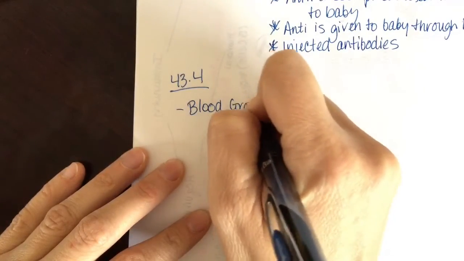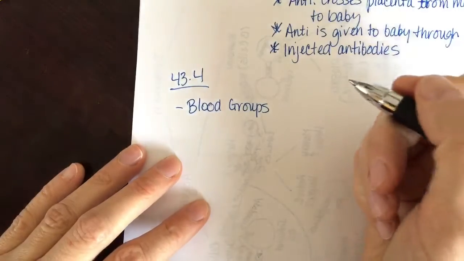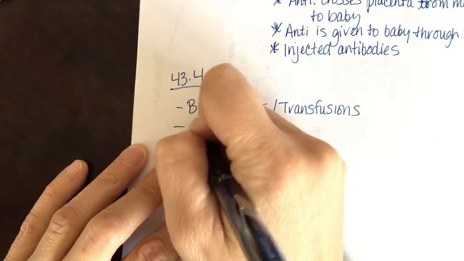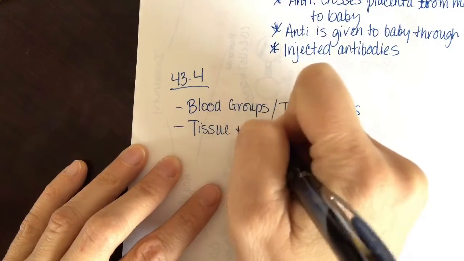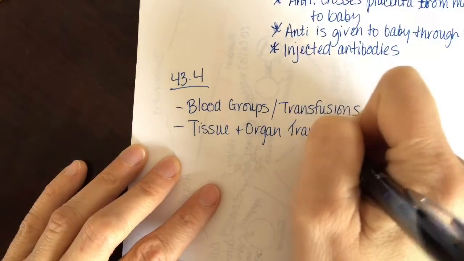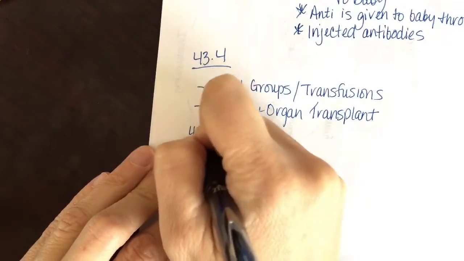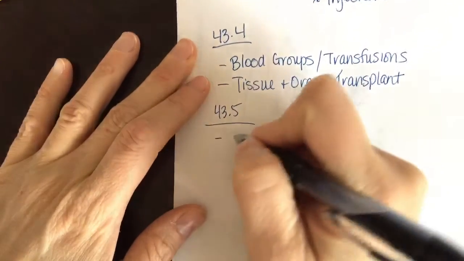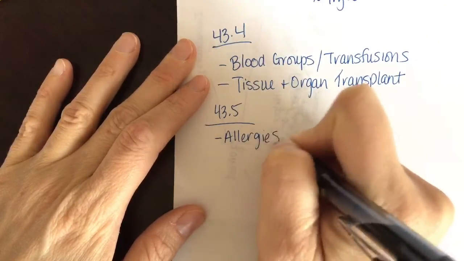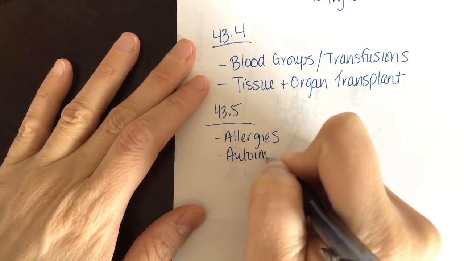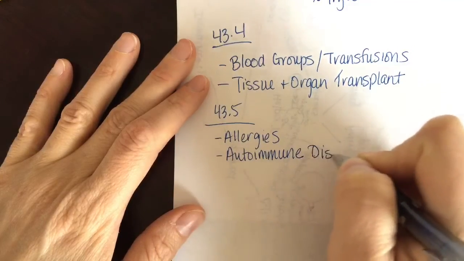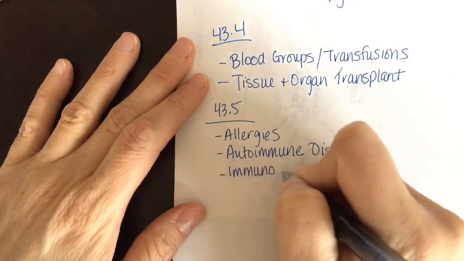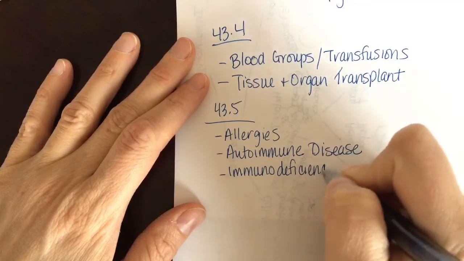blood groups A, B, O. Look at that. Rewatch the video that I talked about it in. Look at transfusions. I'd like you to review tissue and organ transplant. And then 43.5, I'd just like you to review allergies, and what autoimmune diseases are, and how they affect people, and immunodeficiency diseases.